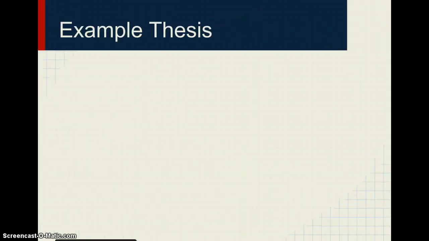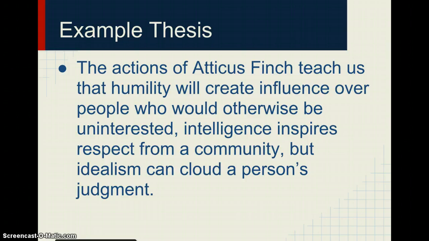We'll get into some example hooks in a minute, but any example hook is going to need an example thesis. So we'll use the same thesis we've used from the last few lessons. Here it is one more time. The actions of Atticus Finch teach us that humility will create influence over people who would otherwise be uninterested. Intelligence inspires respect from a community, but idealism can cloud a person's judgment. The most controversial and interesting part of this thesis is that it criticizes Atticus for his idealism, suggesting that it clouds his judgment. This will be the focus for the example hooks coming up.